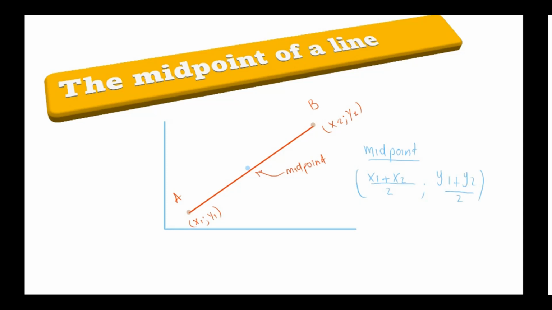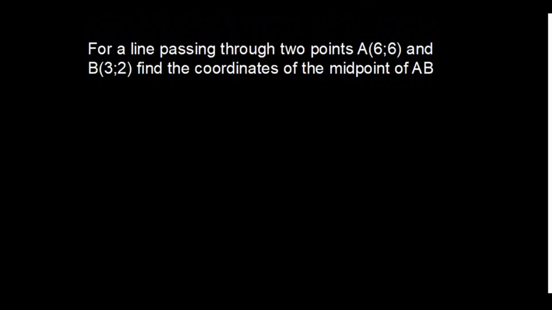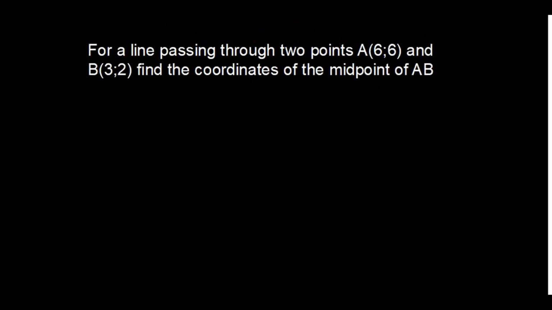So now let's look at a quick example and see how we can apply this knowledge. The question says, for a line passing through 2 points, point A, which is (6, 6), and point B, which is (3, 2), find the coordinates of the midpoint of AB. We know that the midpoint is the point that is halfway between the 2 endpoints. We're given A and we're given B, and we just want to find the midpoint between these 2 points.